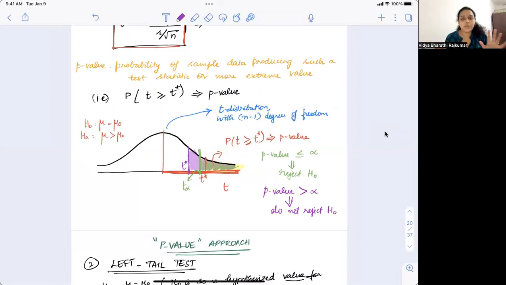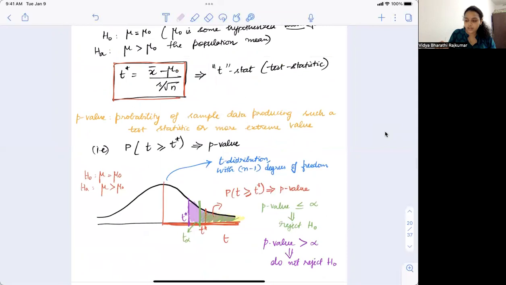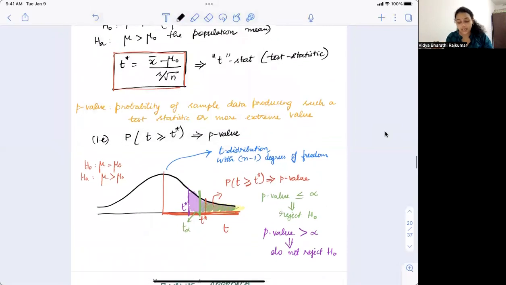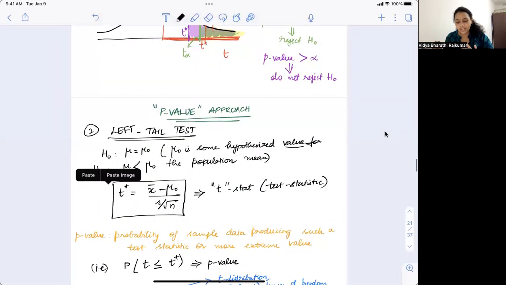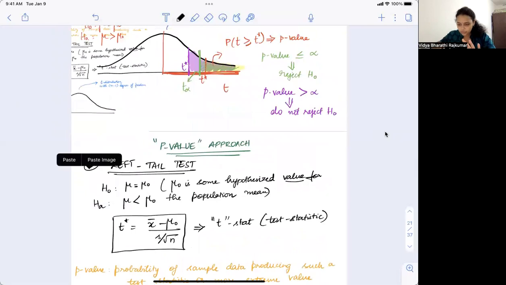This is all the p-value approach is about. And this is how it is equivalent to your rejection region approach. So I showed you the example for the left tail test. Sorry, the right tail test. Let's look at the left tail test.